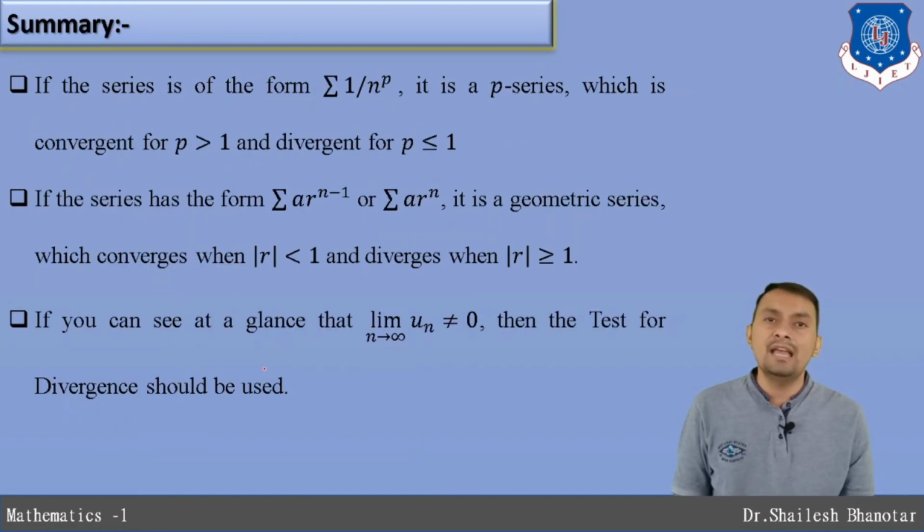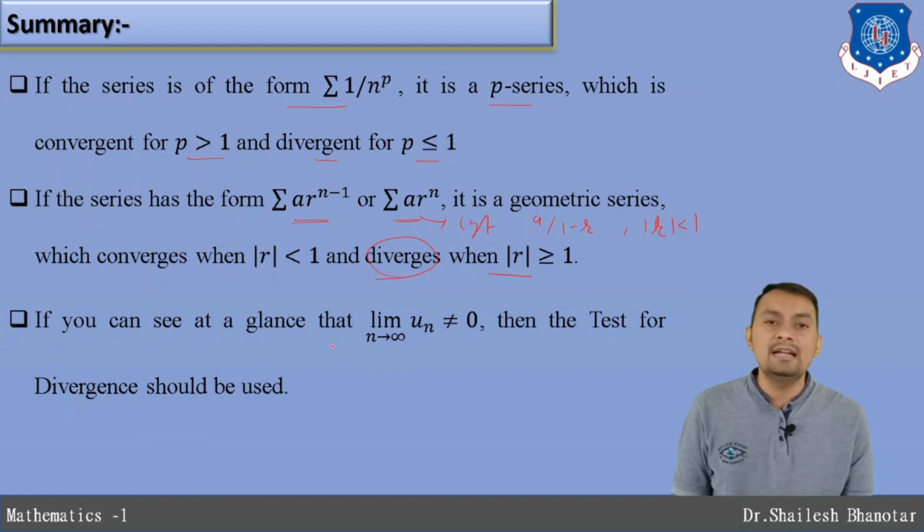So let us see what we have done as of today. If the series is of the form 1 divided by n raised to p, then this is known as the p series. When p is greater than 1, the given series is convergent. If p is less than or equal to 1, then the series is divergent. But suppose you are given a geometric series, then the series converges to a divided by 1 minus r if the absolute value of r is less than 1, otherwise it is divergent.